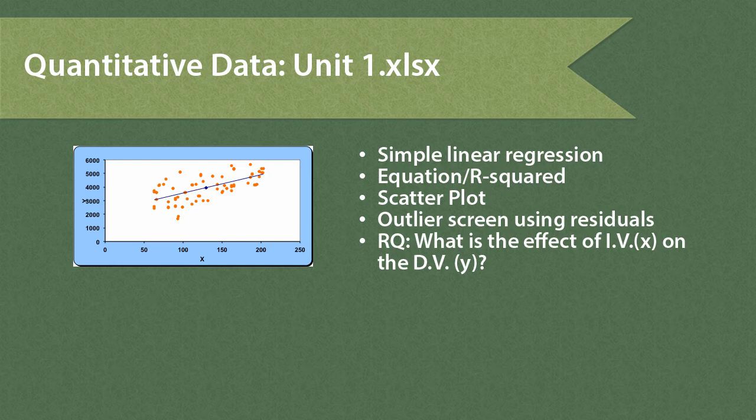Moving on, we'll learn how to use a residual plot to check for any regression outliers. In general, the research question that we're considering now that we're relating two variables is, what is the effect of the independent variable, or labeled the x variable, on the dependent variable?